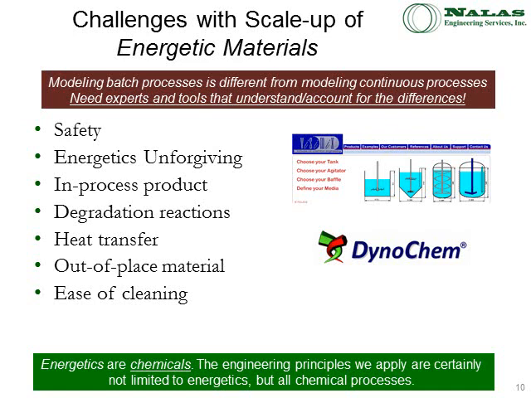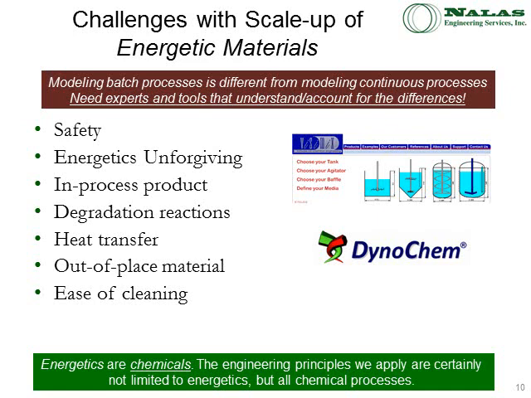What we really like about our jobs at Nailus is that every material that we work with is unique. Every process that we develop is unique. You do see some similarities, but every one of them is unique. Especially when you're looking at the difference between modeling a batch process and modeling a continuous process, you've got to have people that have experience and the right tools to understand what those differences are. The number one thing with scaling up energetic materials is obviously safety. We want to make sure that everybody is safe. This might include automation, remote operations, but the process has to be safe.